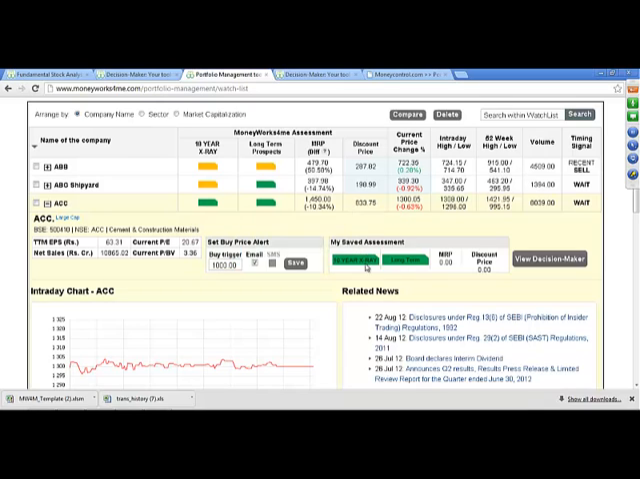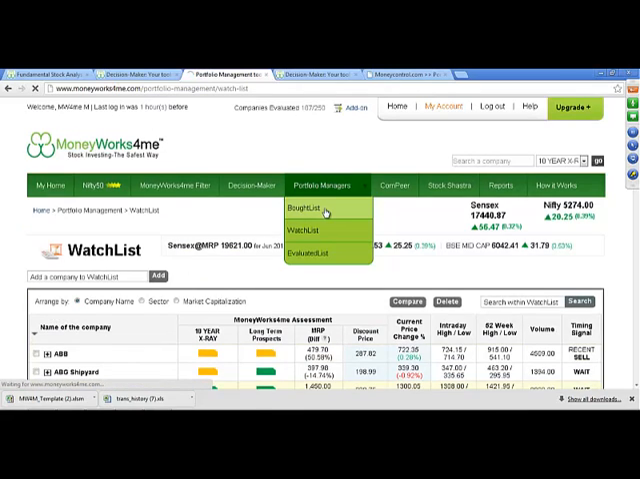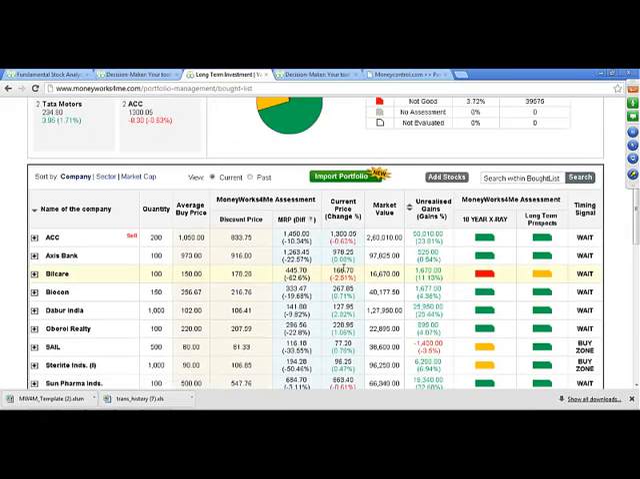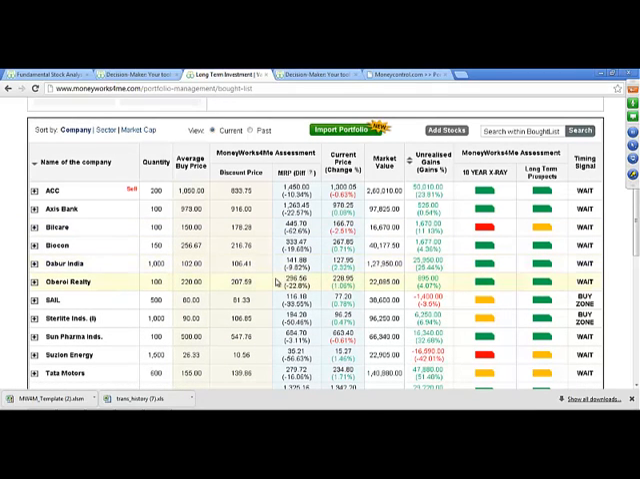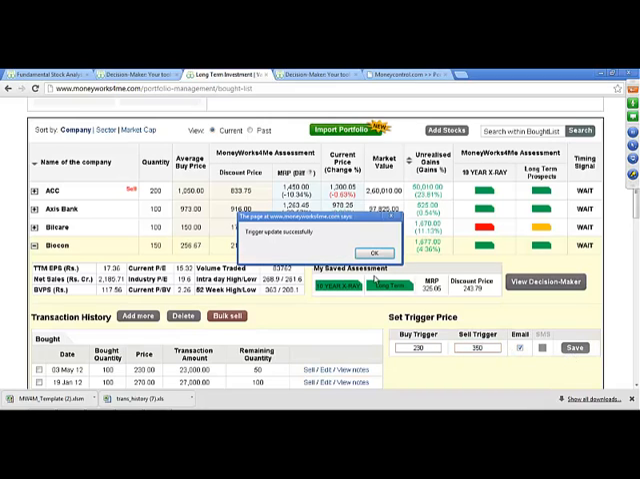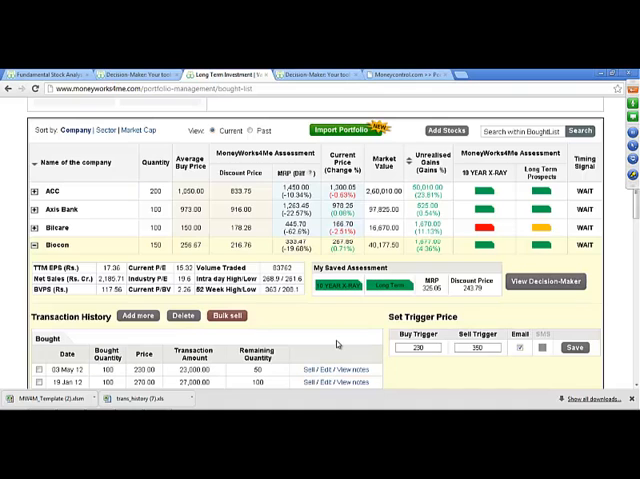Similar alerts you can save in your bot list as well. As you can see, bot list. Suppose Biocon, I want to buy at maybe 230 rupees and sell it at maybe 350 rupees. I can set up these triggers and save it. These triggers will be updated and you will get an email as soon as these triggers are reached.